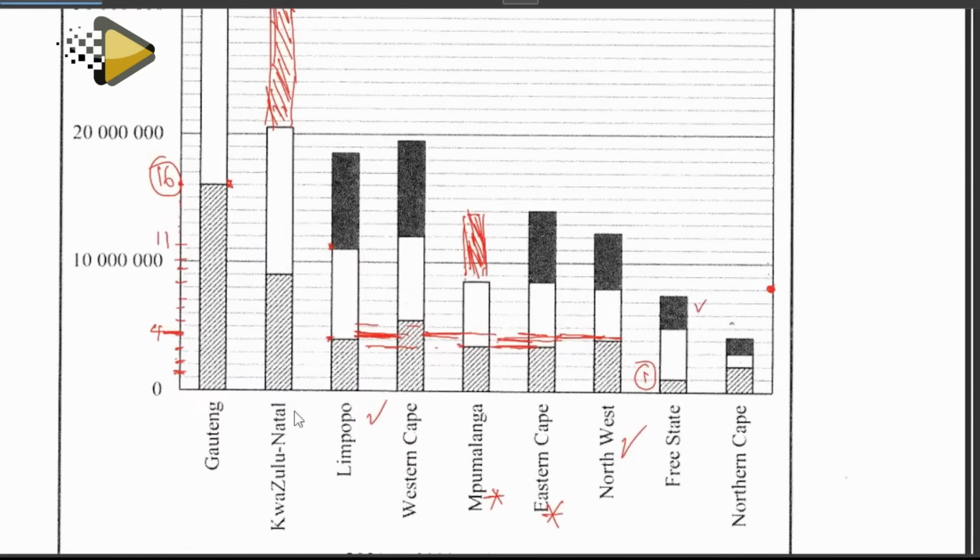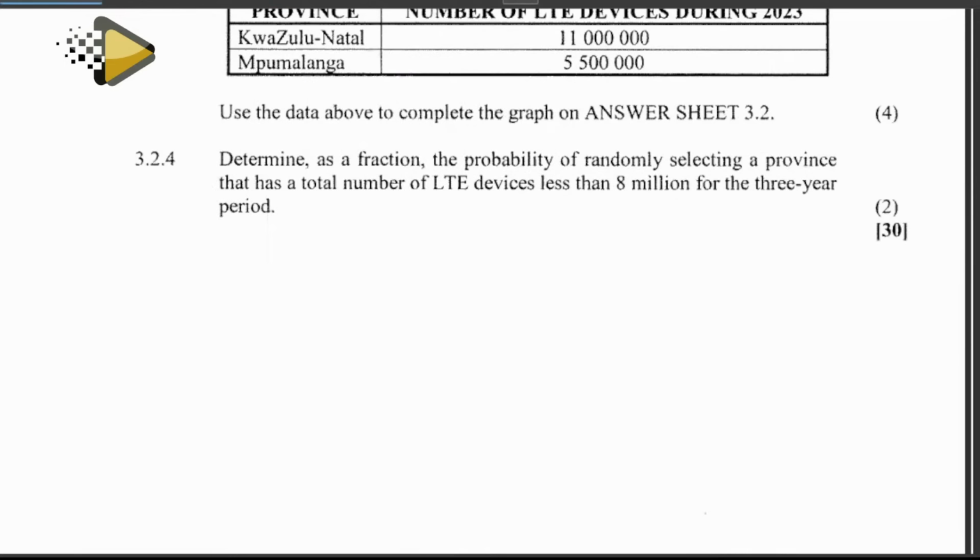So we have 1, 2. Out of how many? 9. 1, 2, 3, 4, 5, 6, 7, 8, 9. So our answer is 2 out of 9. As a fraction. That's what they said, as a fraction. So you leave it like that.